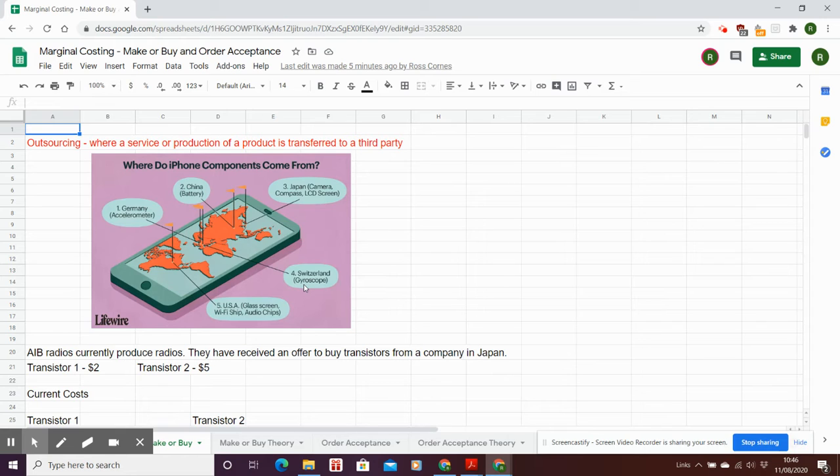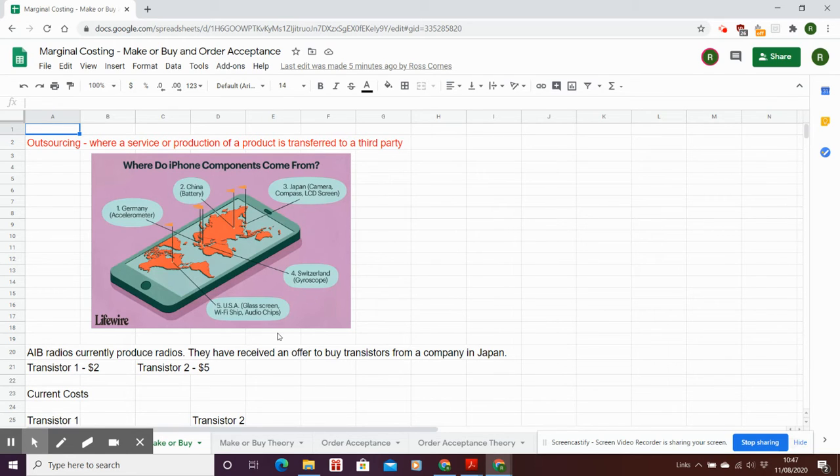The reason why firms do it is obviously money. A specialist manufacturer of components may well have the economies of scale to reduce the cost of production, and they will also have the specialities and skills to make those particular components well. And it's difficult to build up that knowledge and those skills within a company.